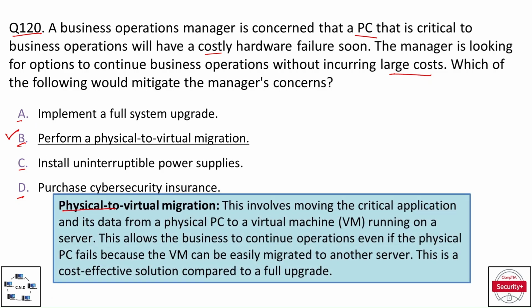So physical to virtual migration involves moving the critical application and its data from a physical PC to a virtual machine running on a server. This allows the business to continue operations even if the physical PC fails because the VM can be easily migrated to another server. This is a cost-effective solution compared to a full upgrade.